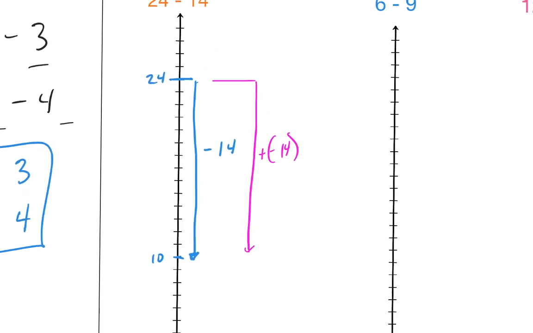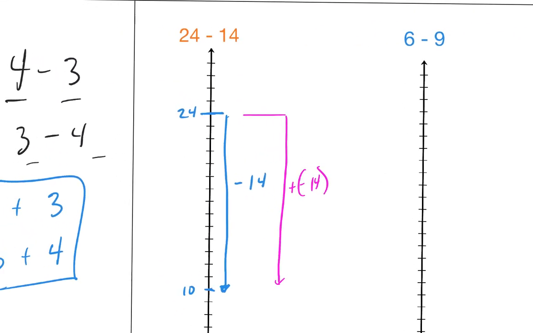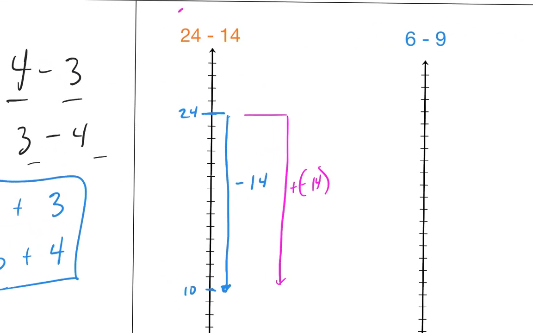Okay, so we want to just remember this is what subtraction looks like, but what we want to be able to do is rewrite this so that we can say that's the same thing as 24 plus. We get the same result if we add negative 14.